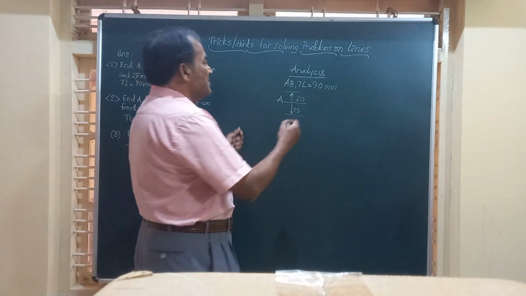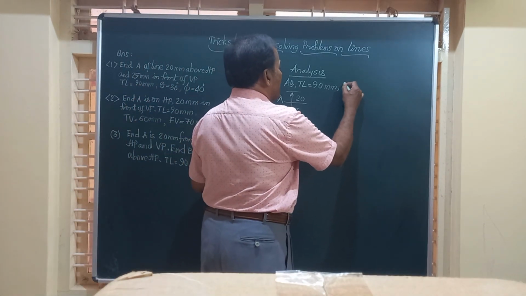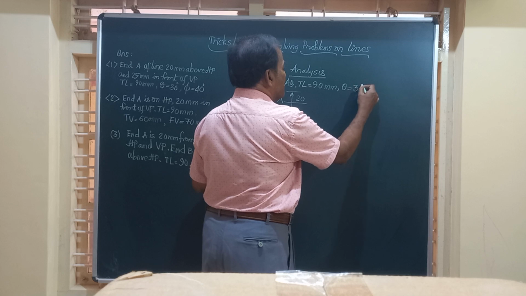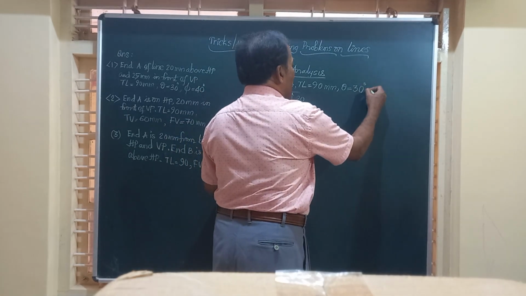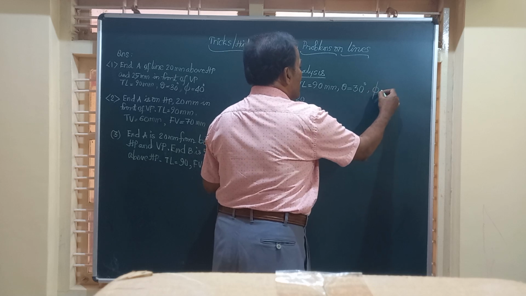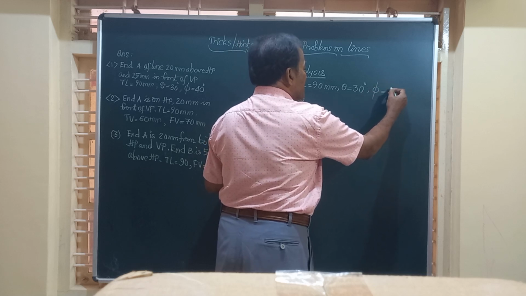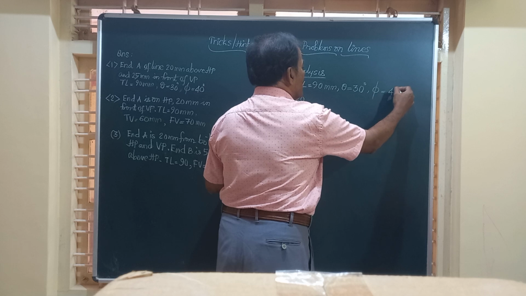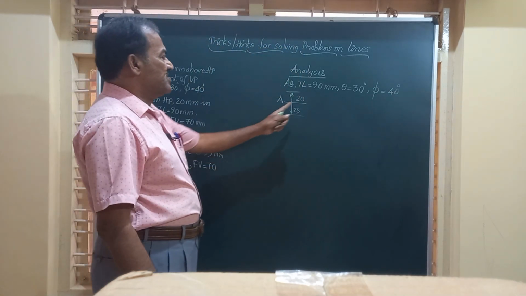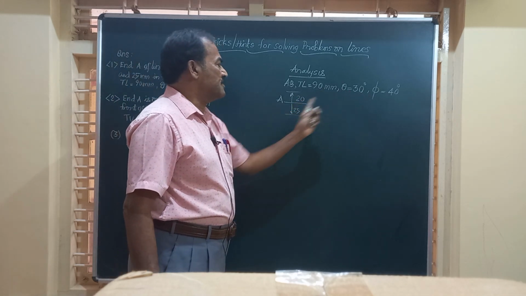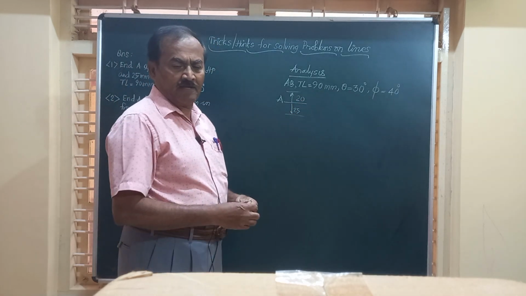And friends, they have also given us the angle made by the line with HP, which we denote as theta, that is 30 degrees, and the angle made with VP, the vertical plane, is given to be 40 degrees. Friends, this is the data given. So that is 1, 2, 3. This is the end point A.